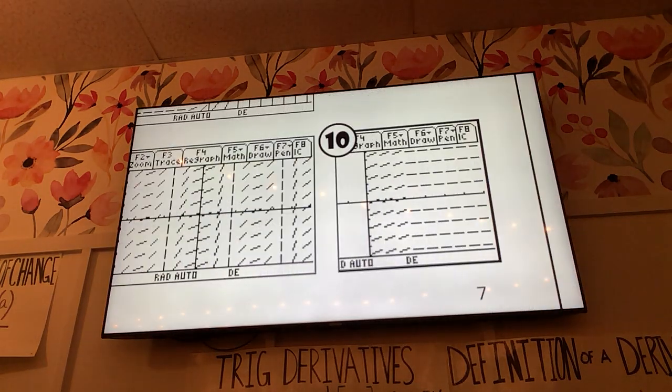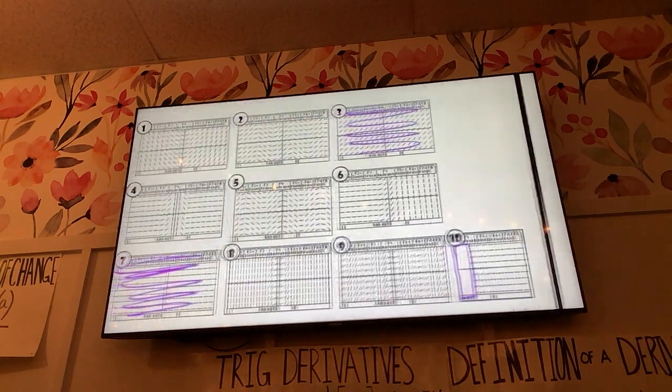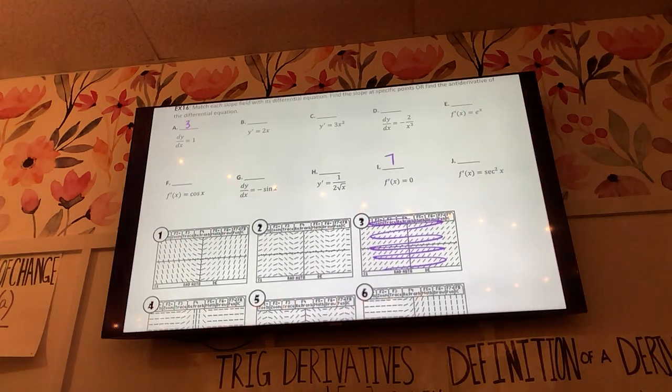All right, so let's look at another easy one. Look at number 10. If you notice, we don't have any tick marks over here in the negative spot. So which differential is that going to be? H. Because why? Because it can't be negative, because you can't square root a negative number.